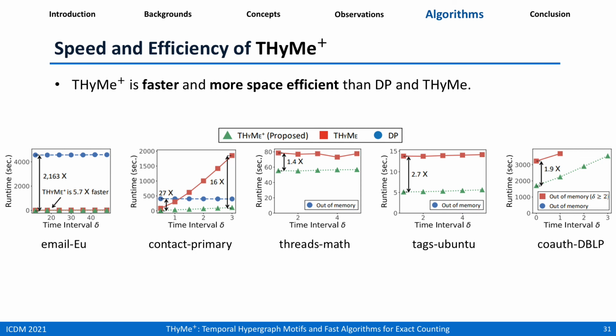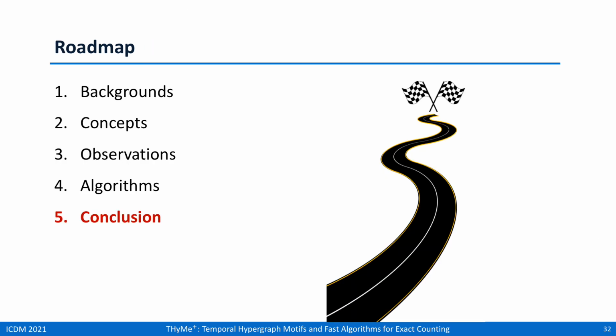We evaluated the speed and efficiency of the proposed methods. THyMe+ is faster and more space efficient than DP and THyMe in all datasets. Now let's wrap up the presentation.